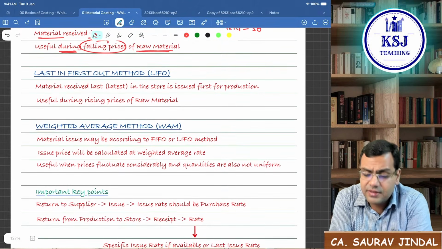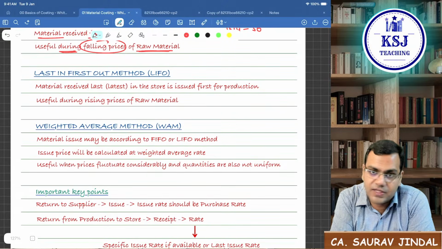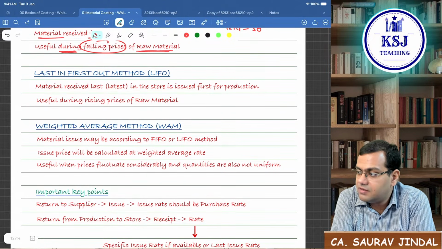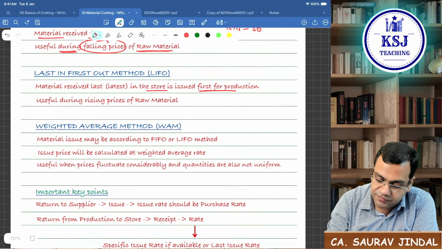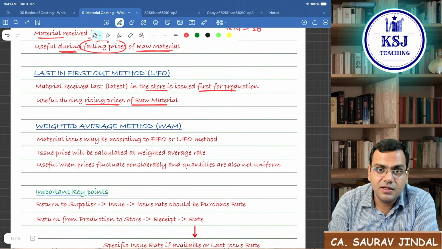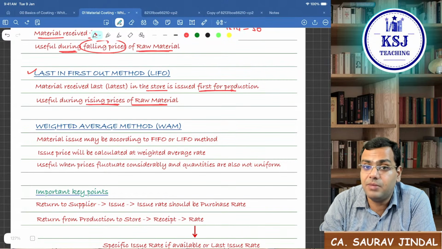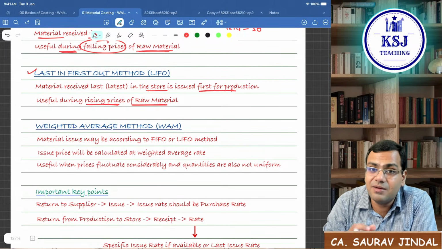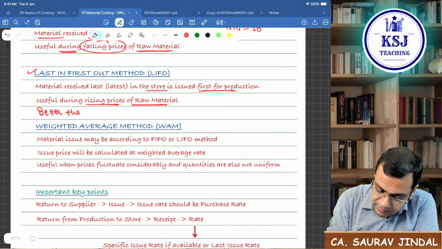Last in first out. The last in first out method says that whatever material is received last in the store will be issued first. That is your last in first out method. Material received last in the store is issued first for production, useful during the rising prices of raw material. Clear, sir? And this last in first out method is more appropriate than the FIFO method. Why? Because it reflects the near market price values, right?